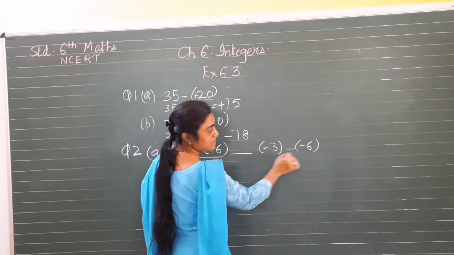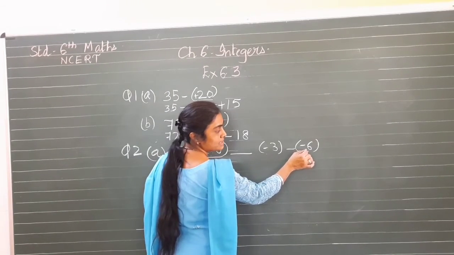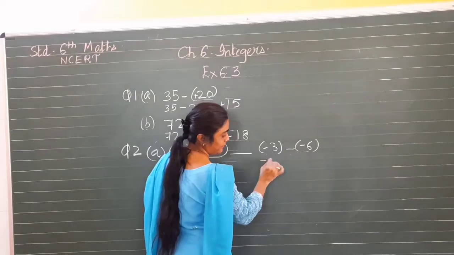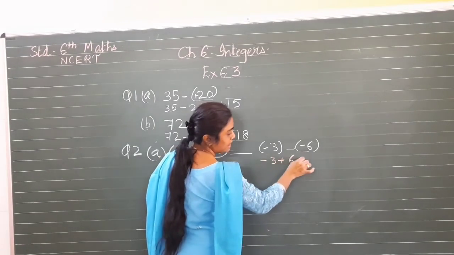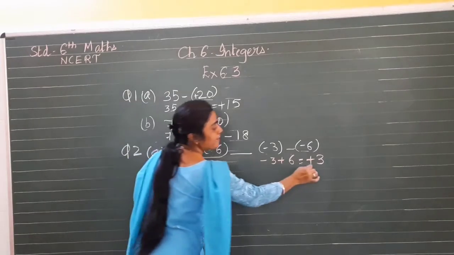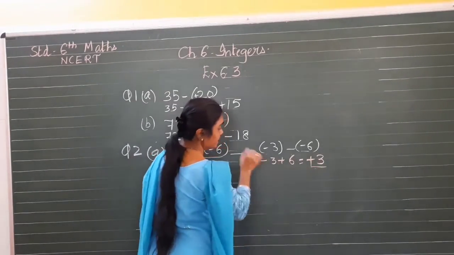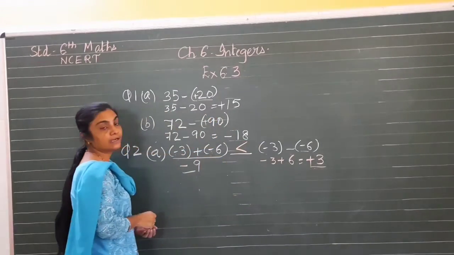Now here is minus 3, here is minus 6. So you will take the additive inverse of minus 6 because a subtraction is there. So minus 3 plus 6 will be plus 3. Now among minus 9 and minus 3, which number is greater? Plus 3 is greater. So this will be the greater.